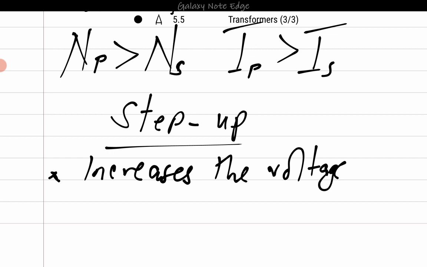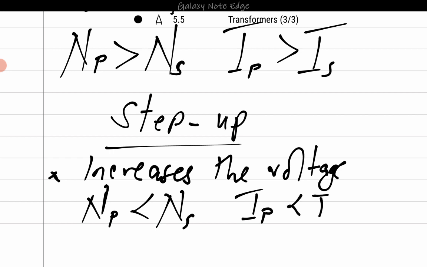So what do we know about a step-up transformer? In a step-up transformer, NP, which is number of coils in the primary, will be less than the number of coils in the secondary. At the same time, the current in the primary also will be less than the current in the secondary. So at this point, we already understand the denotations NP, NS, IP, as well as IS.